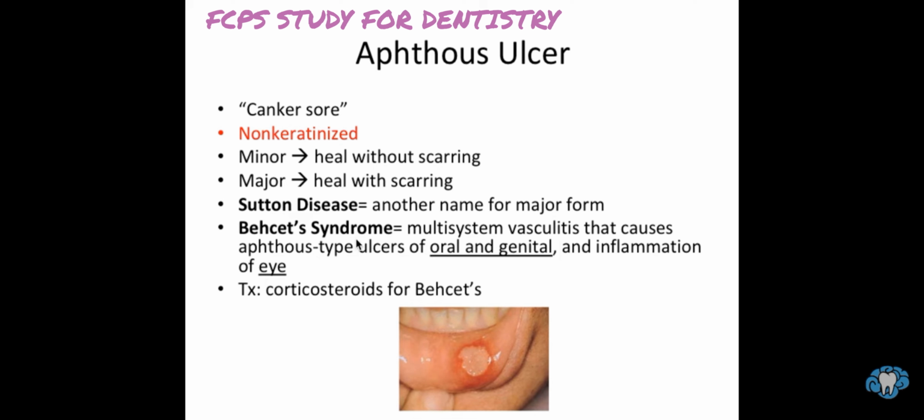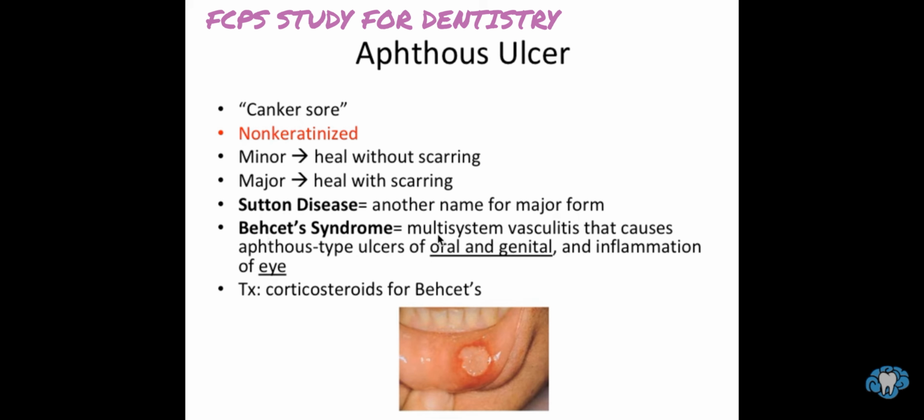So we have different sizes. Like I said, this one's a pretty sizable one. There's minor form, which would heal without scarring, and major form, which would heal with scarring. So that's just an easy thing to kind of commit to memory there. Sutton disease is another name for the major form, the larger aphthous ulcers. And we have another syndrome here.